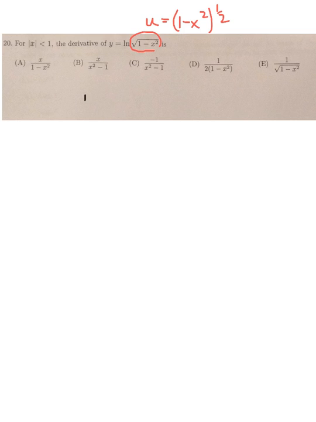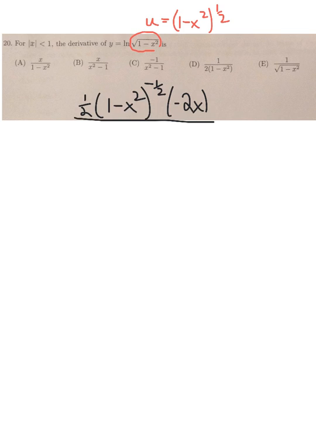So that means I'm going to do 1/2 of 1 minus x squared to the negative 1/2 power, then times the derivative of the inside, which is negative 2x. So there's my du, and that's all over, oh, this is so much fun, right? U, which is 1 minus x squared, that quantity, to the 1/2, or if you prefer, you can write it like this. It doesn't matter.